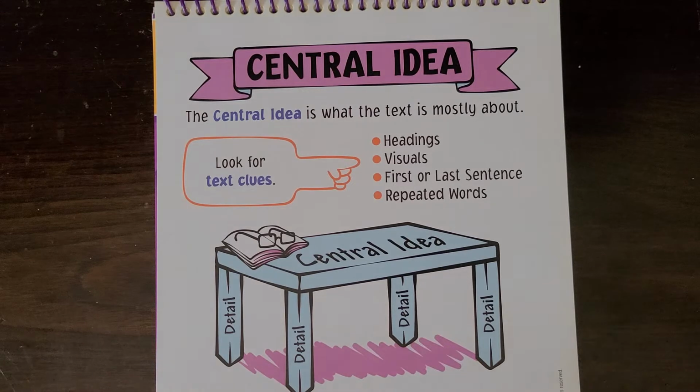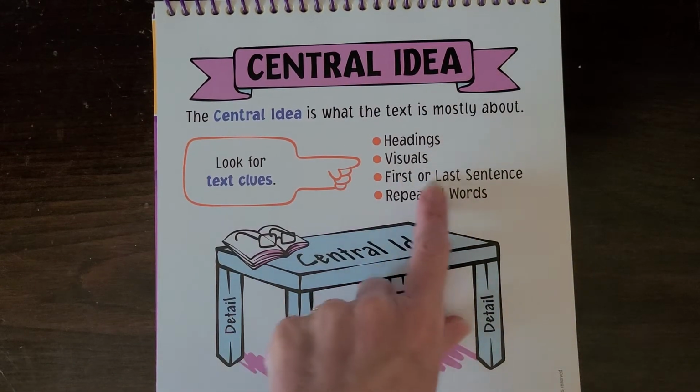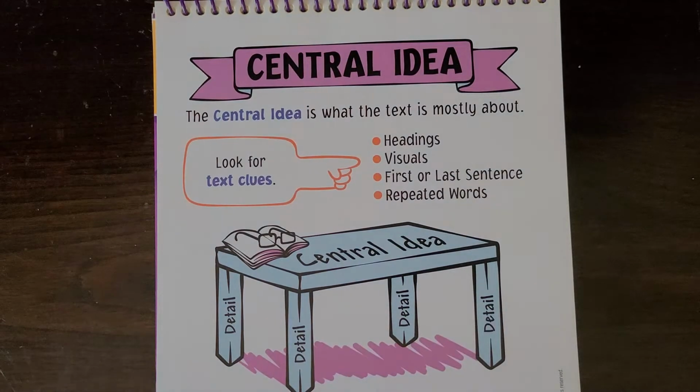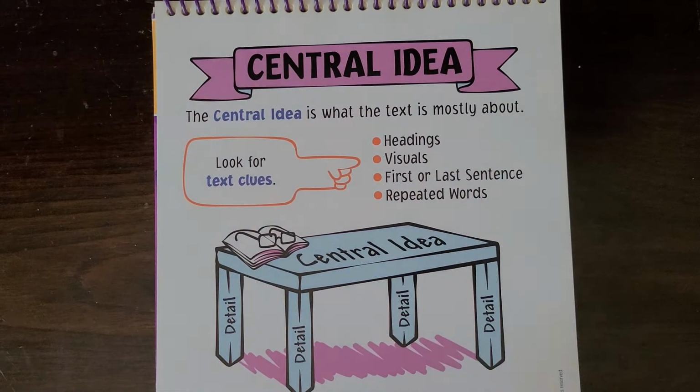So today, we're going to go right back to what central idea is and talk about that, and then talk about what author's purpose is, and then we're going to dive into the strategy of the pop-out sentence. So, central idea is what the text is mostly about. You look for the clues, like headings, visuals, first or last sentence, repeated words. That pop-out sentence is usually the first, sometimes the second or third sentence, but typically the first sentence.